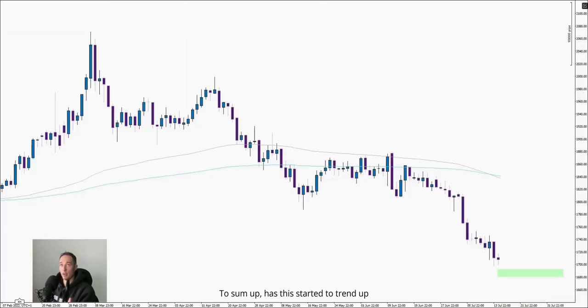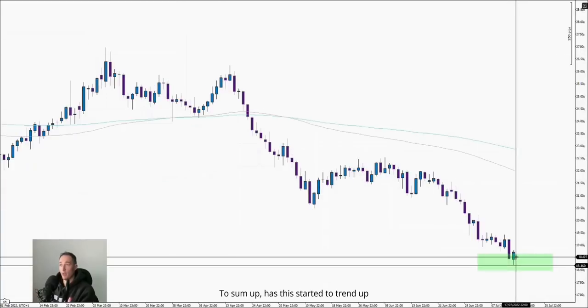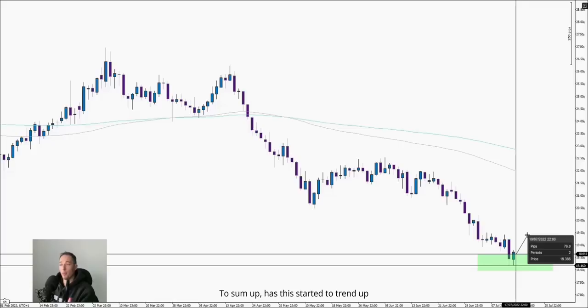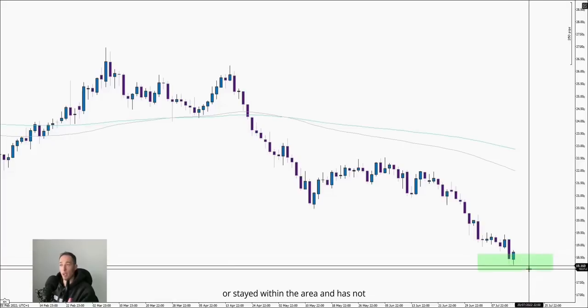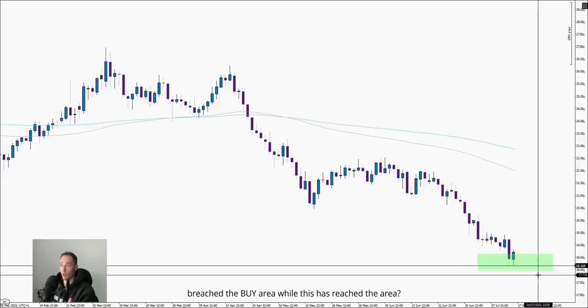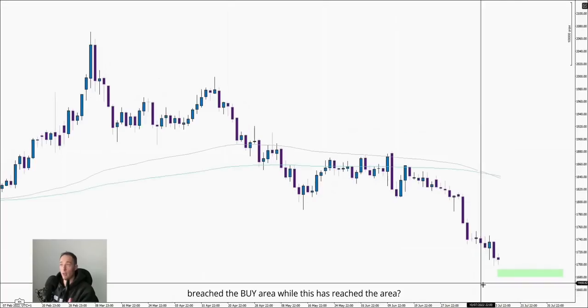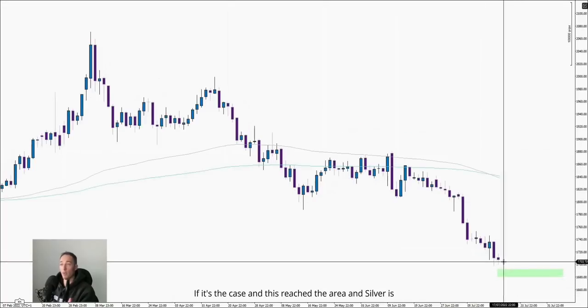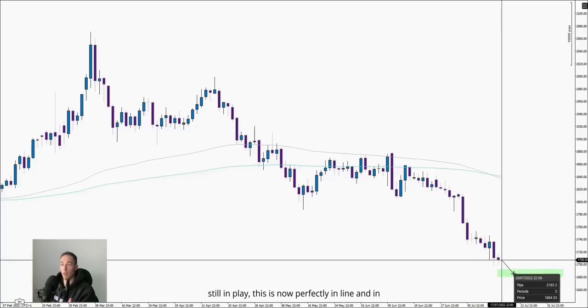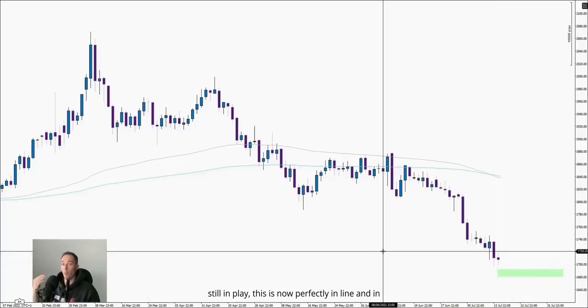To sum up, as this started to trend up or stay within the area and has not made lower and has not breached the buy area, while this has reached the area. If that's the case and this reached the area and silver is still in play, this is now definitely in line and in sync with the market, and silver having reacted, I would expect gold, when it goes there, to do a similar reaction. And then it's up to if silver starts to pick up and make a new high.